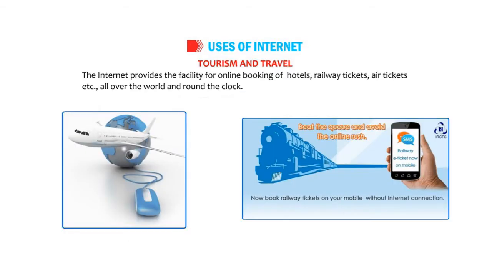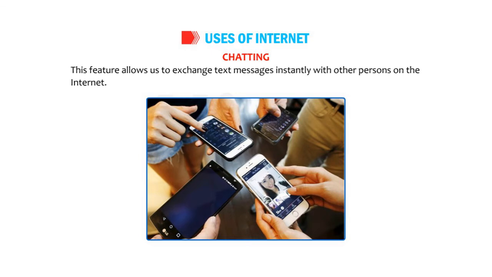Next is tourism and travel. The internet provides the facility for online booking of hotels, railway tickets, air tickets, etc. all over the world and round the clock. Next one is chatting. This feature allows us to exchange text messages instantly with other persons on the internet.